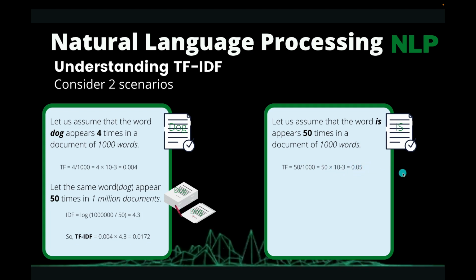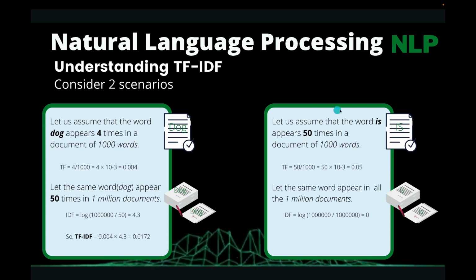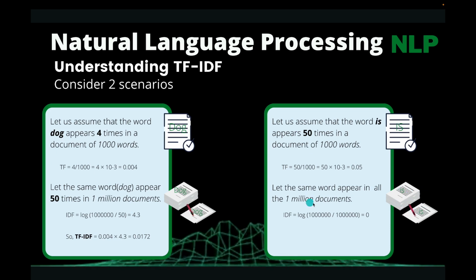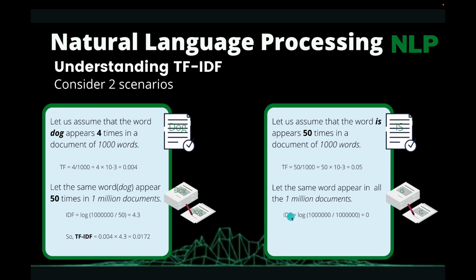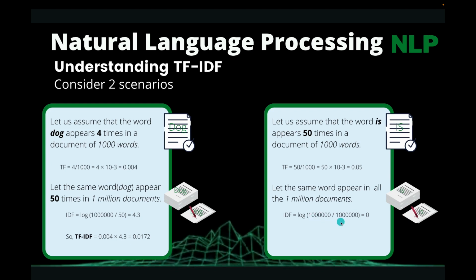Now let's say that the same word appears in all the 1 million documents. Here "dog" appears 50 times in this document, but it appears in all the documents, in all the 1 million documents. So in that case, if we want to calculate the inverse document frequency, the IDF, we're going to have log of 1 million divided by 1 million, because "dog" appears in all the 1 million documents. So it's just 1 million over 1 million, which is going to be 1. And if we find the log of 1, we're going to have 0.